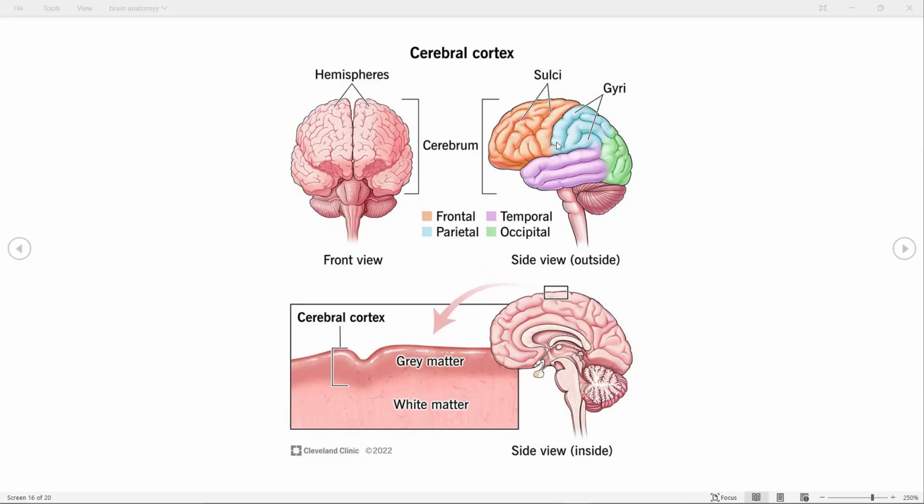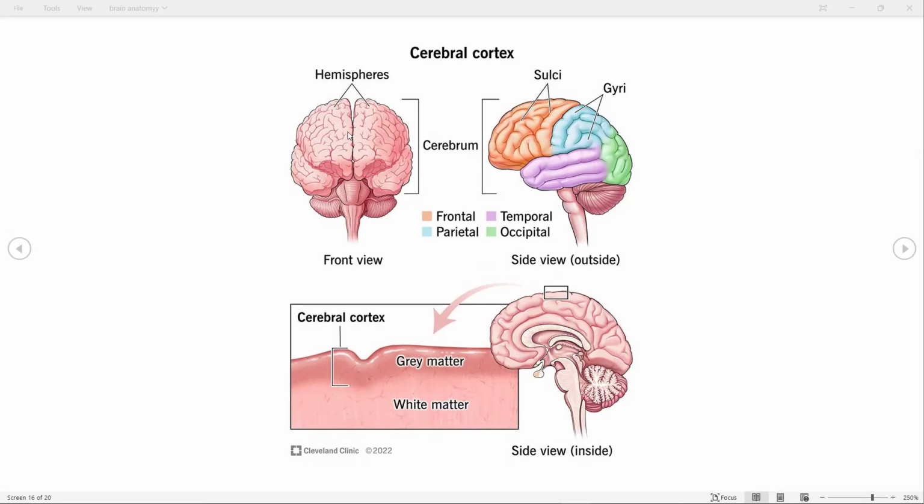The cerebral cortex is very simple. It just has gyri and sulci. Gyri are basically the folds, and each fold has its own name. And sulci are basically the gaps between the folds, and each sulcus also has its own name. That is all happening in the cerebral cortex.